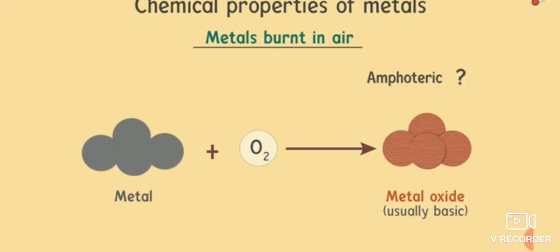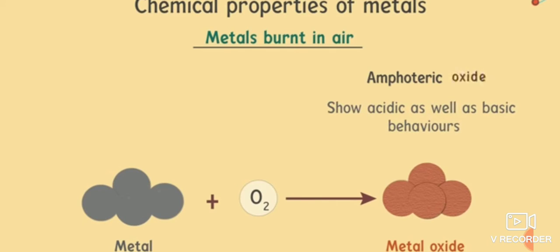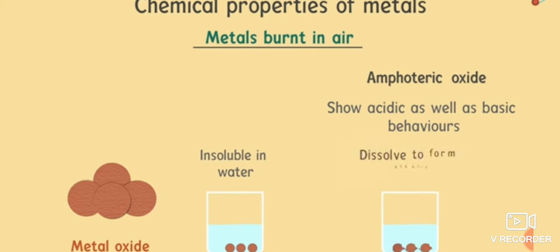What do we mean by amphoteric? Metal oxides which may show acidic as well as basic behaviors are known as amphoteric oxides. Most metal oxides are insoluble in water, but some may also dissolve to form alkalis.